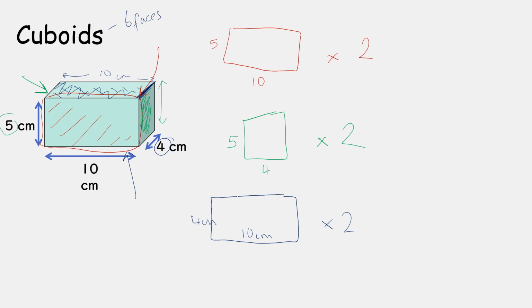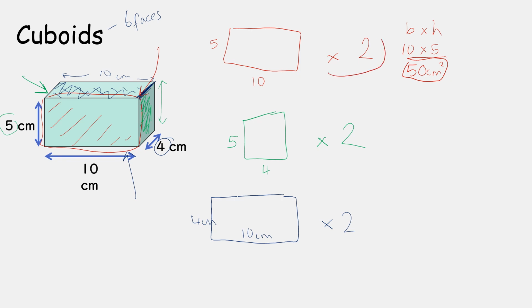So what I'm going to do is I'm going to work out the area of each face and add them all together. So what's the area of the red face? Well, let's remember it's a rectangle, so we know we've got to do base times by the height. The base is 10, the height is 5, so we've got 50 centimetres squared for the red face. One red face is 50 centimetres squared.